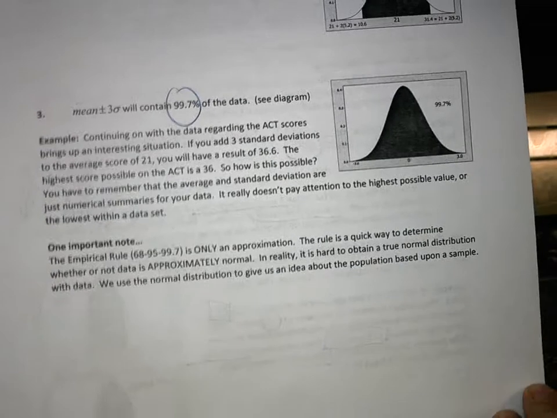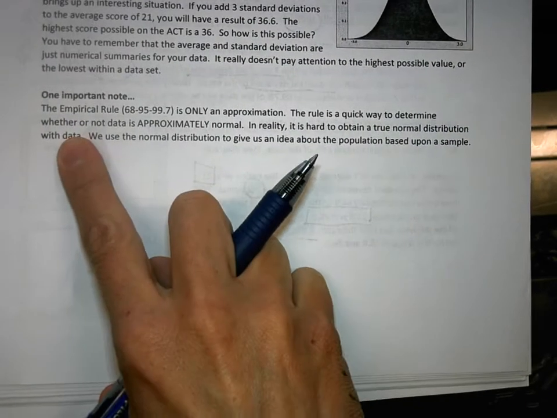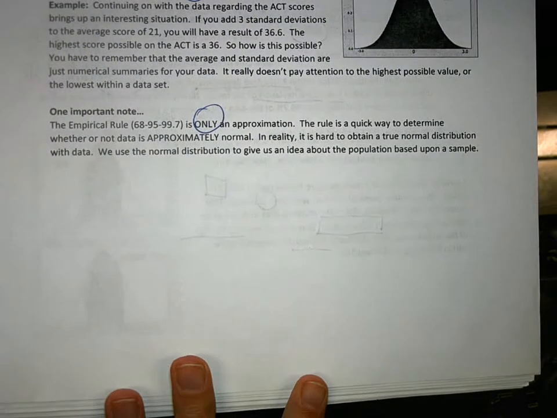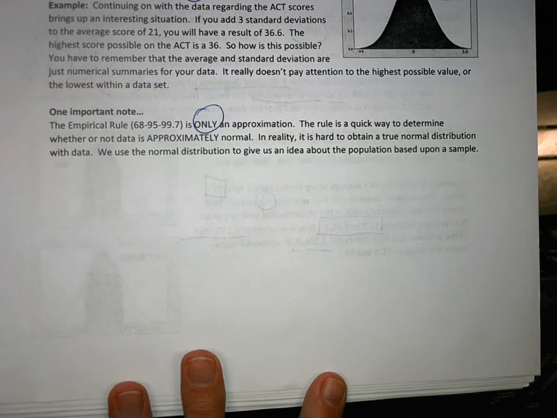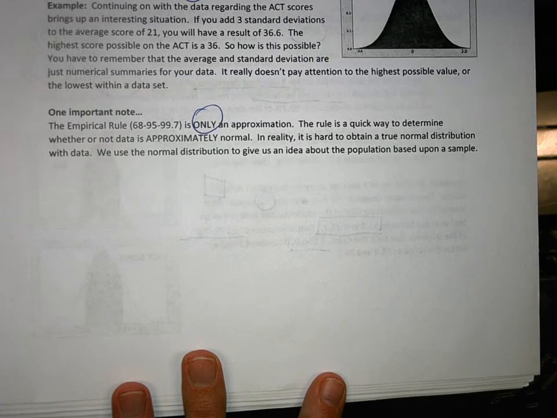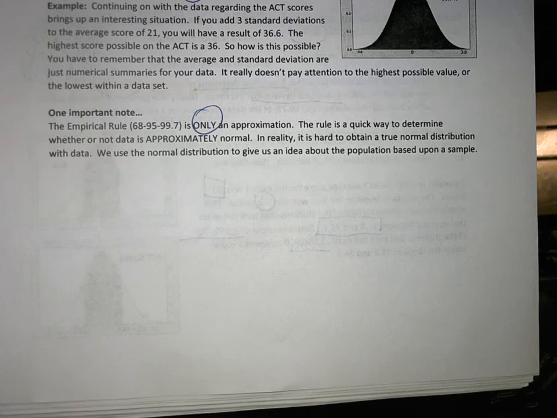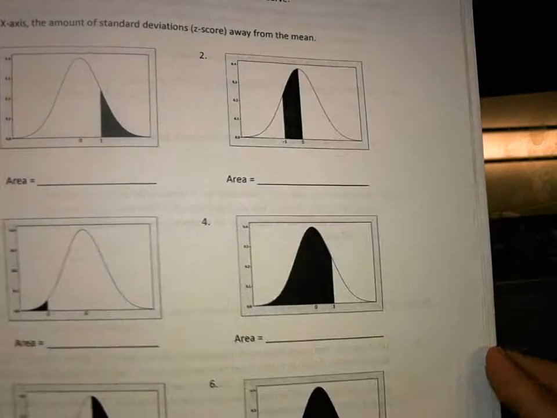Okay, now one thing to note is that your empirical rule is only an approximation. Okay, it's a quick way to determine kind of like your range and what is normal. Okay, in reality, it's hard to obtain a true normal distribution. Okay, we use normal distribution to give us an idea of what the population or sample should look like or be. Okay, so now we are going to look at these graphs.